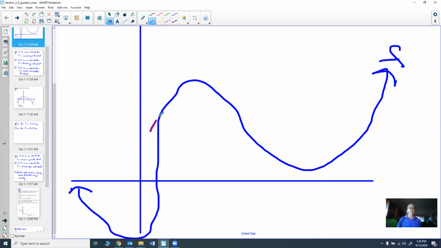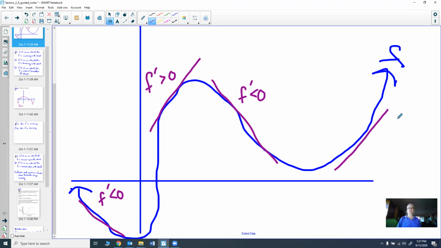Remember, if we're over here, if we look at the tangent line here, this tangent line is positive. So therefore, the derivative would be positive here. Same with here, it's positive. But over here, that tangent line would be negative. Sorry for that. Tangent line would be negative, and so the derivative would be negative. Over here, same thing. This tangent line, its derivative would be negative. Over here, it would be positive again. So the derivative would be positive.